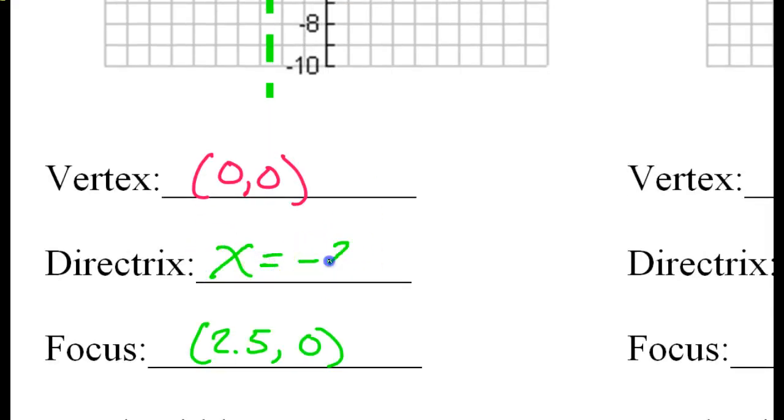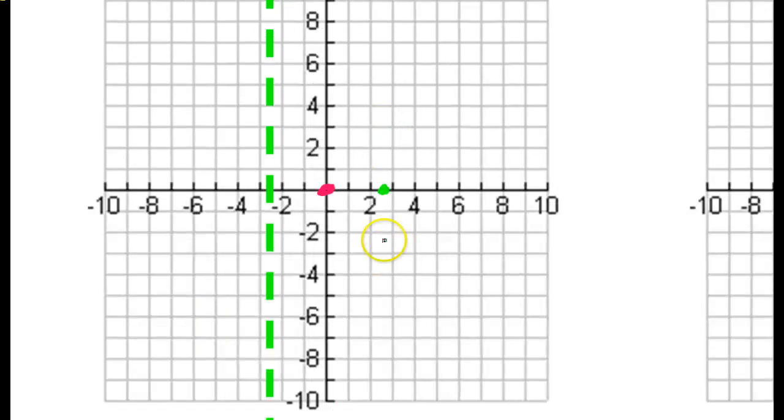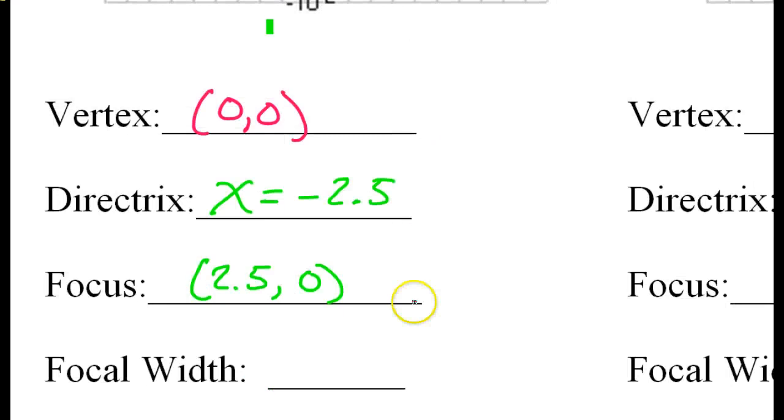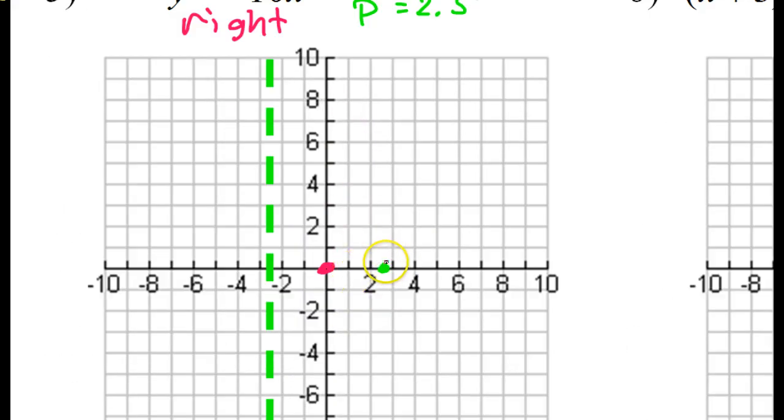All right, now I just need my other 2 points. And for that, we'll use the focal width of 10. So my focal width is 10. So that means at the focus, the width is 10. So that means 5 up and 5 down. All right, so if I go 5 up and 5 down, then these are the points that I need. Okay, so there you go. That's number 5.